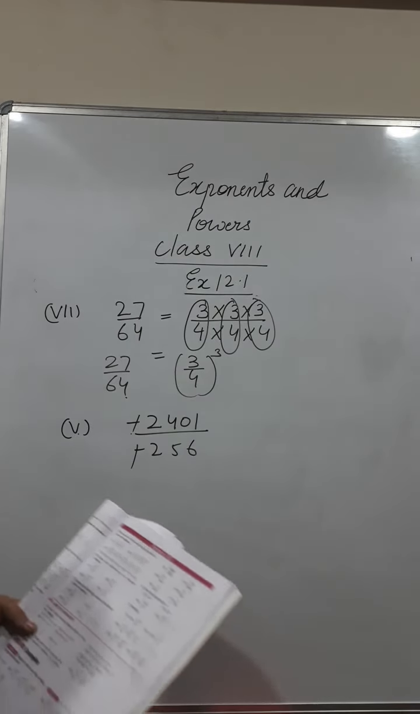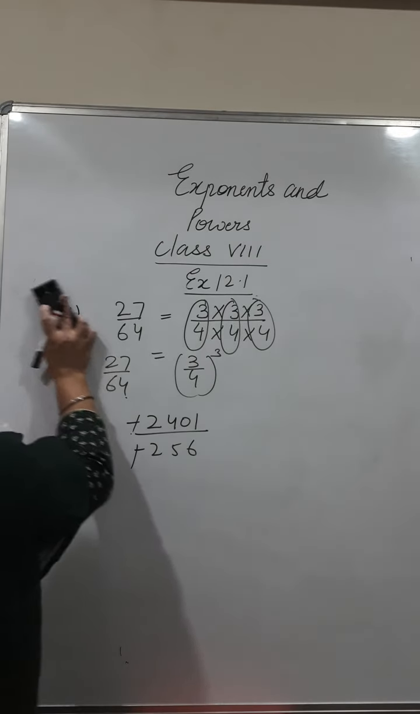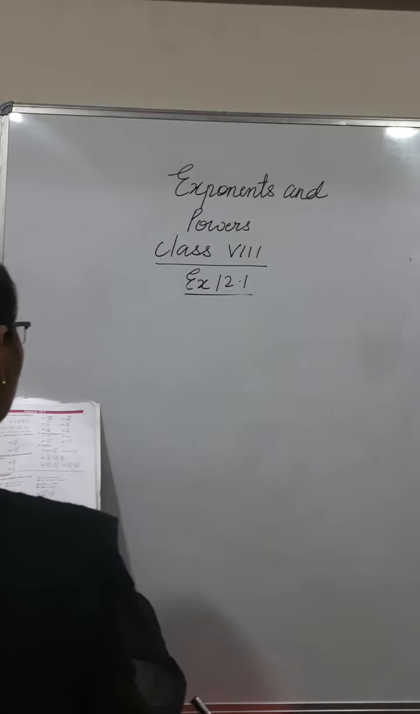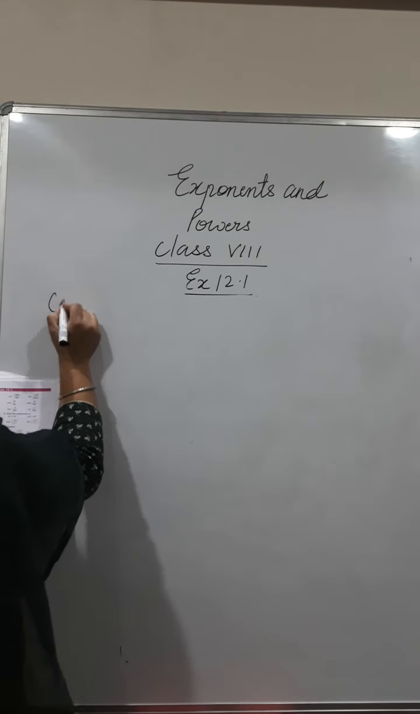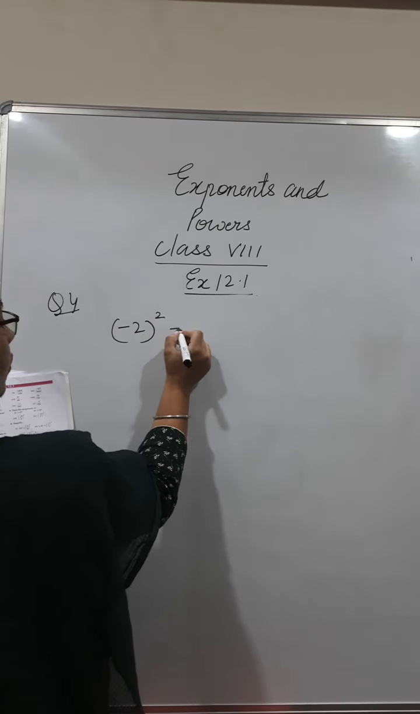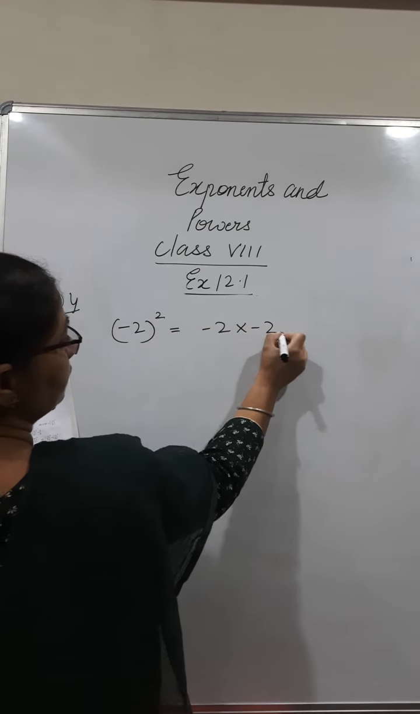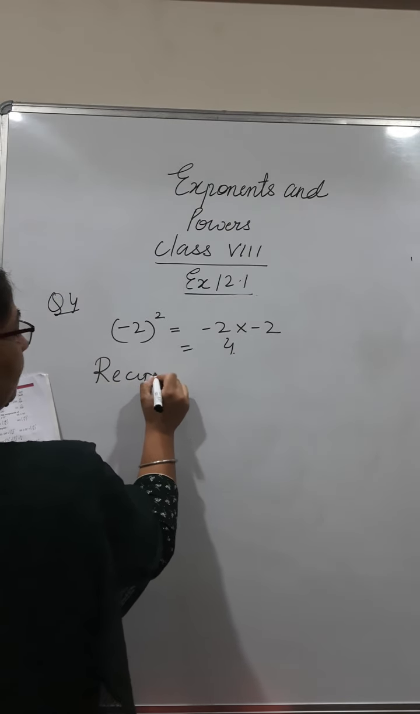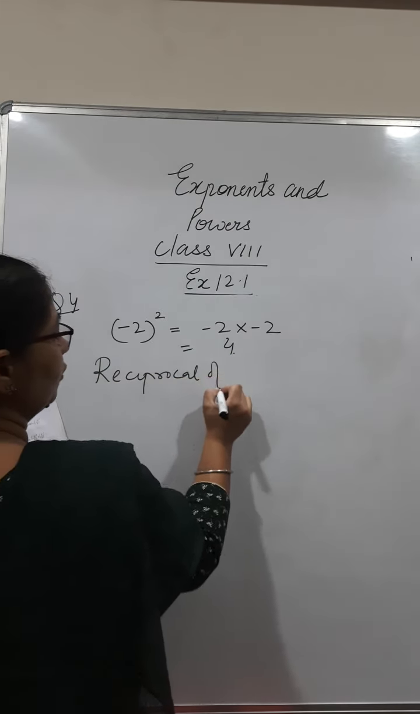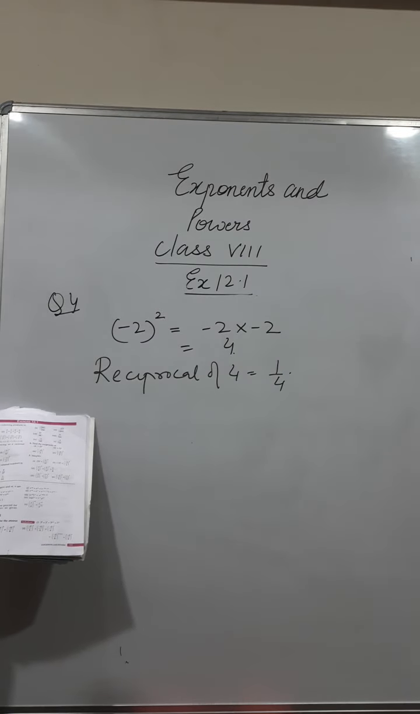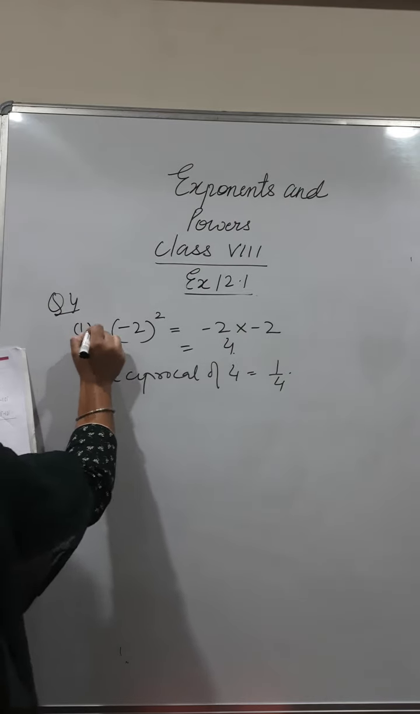Next, beta, in the 4th question you have to find the reciprocals. Now, how do you find the reciprocals? First of all, you're going to solve them and then you're going to find the reciprocals. Say (minus 2) by 2. What is (minus 2) by 2? Minus 2 into minus 2, that is 4. And now you have to find the reciprocal of 4. So the reciprocal of 4 will be equal to 1 by 4. This is the first part.